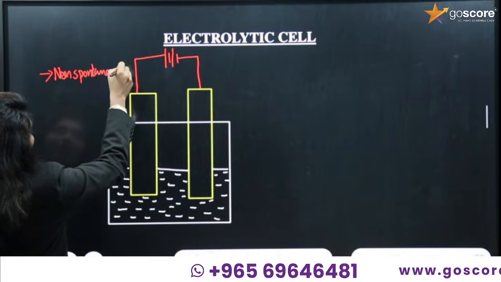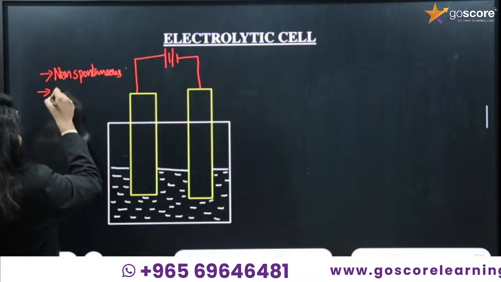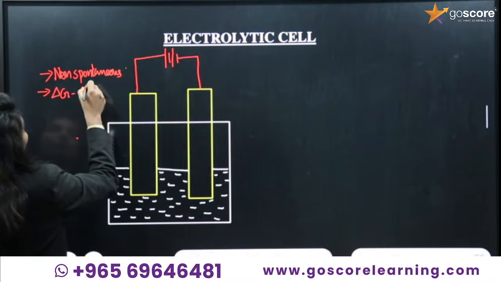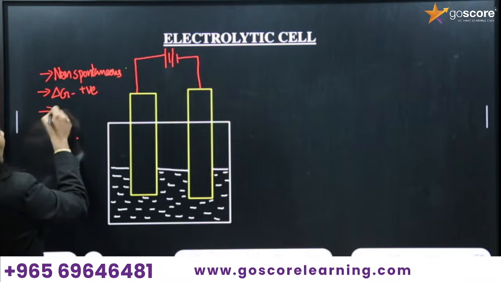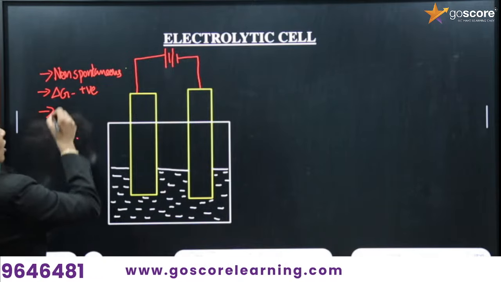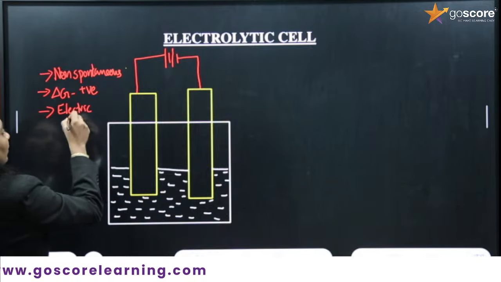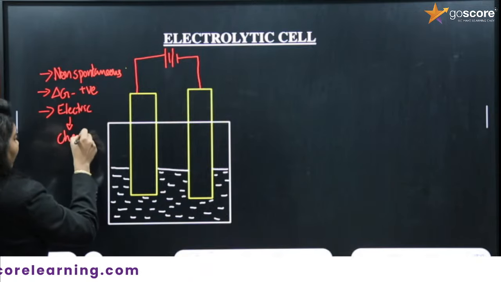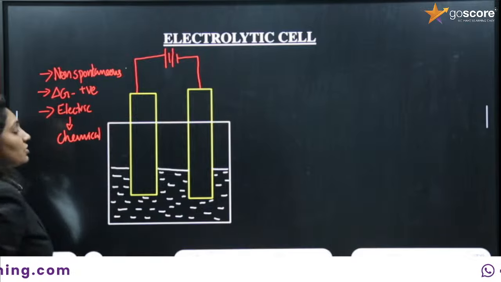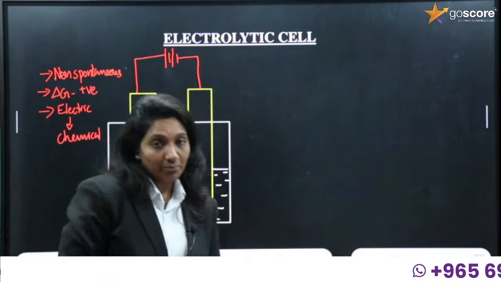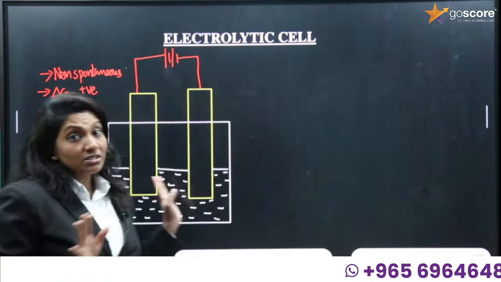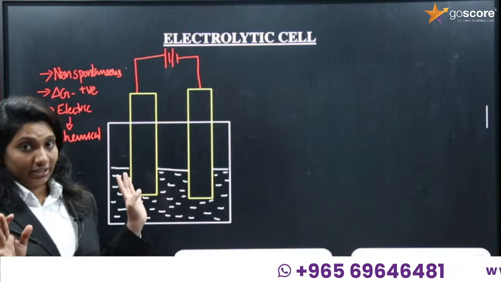Non-spontaneous, and the delta G value is positive, and there is the conversion of electrical energy to chemical energy, right? Up till this, these are all things we already know about the electrolytic cell, right?